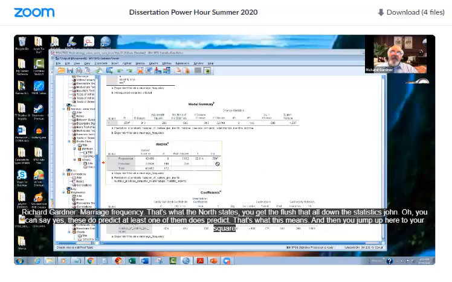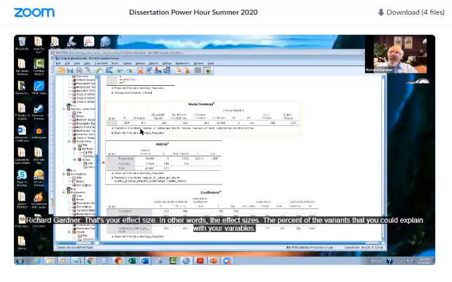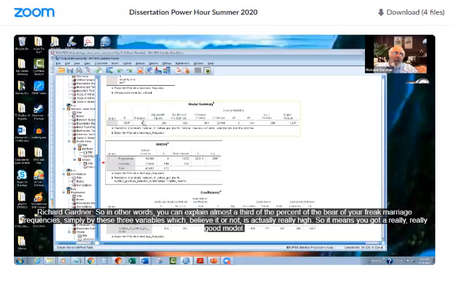That's what this means. And then you jump up here to your R square. That's your effect size. In other words, effect size is the percent of the variance that you can explain with your variables. So in other words, you can explain almost a third of your marriage frequencies simply by these three variables, which, believe it or not, is actually really high. So it means you've got a really, really good model.